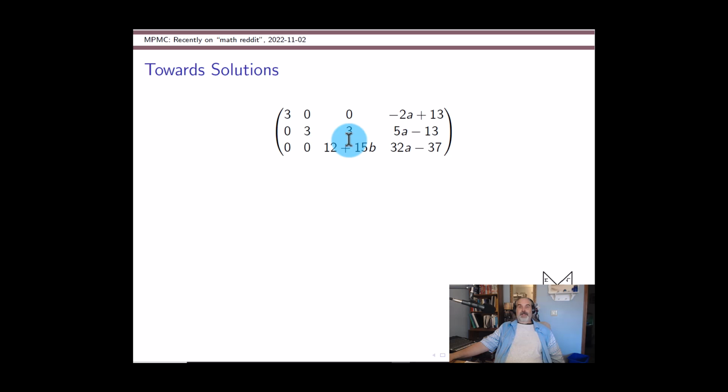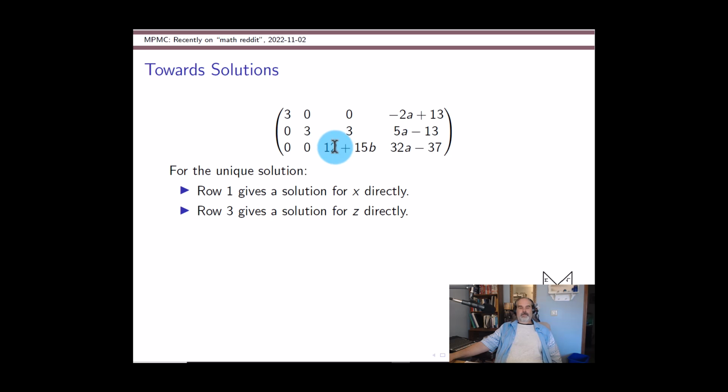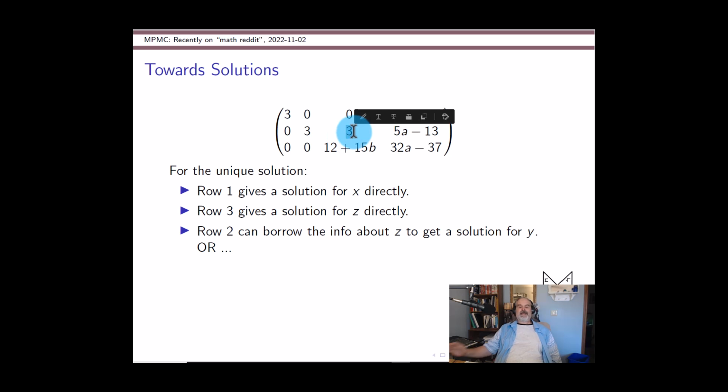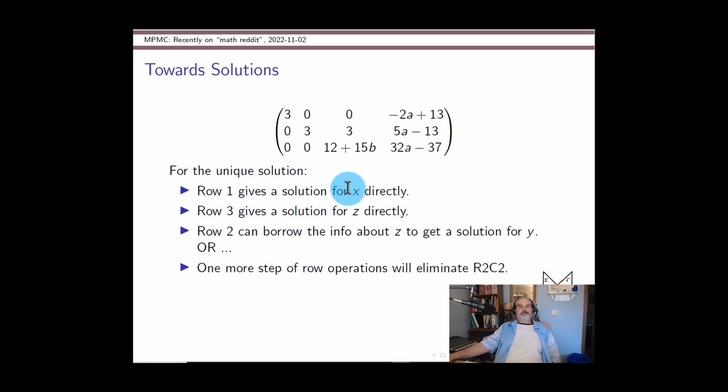If you wanted to go farther and actually get the corresponding values of x, y, and z, well, row 1 tells us what x looks like directly in terms of A. Row 3, if there is a unique solution, tells us exactly what z has to look like. It would be 32A minus 37 over 12 plus 15B. And then row 2 says 3y plus 3z equals some stuff, which means once we know z, we can resolve y. The other option would be to go back and continue with Gaussian elimination to put a 0 in that spot, and then row 2 would get us y directly. So those would be your choices. I haven't followed through to get the precise expressions for x, y, and z.